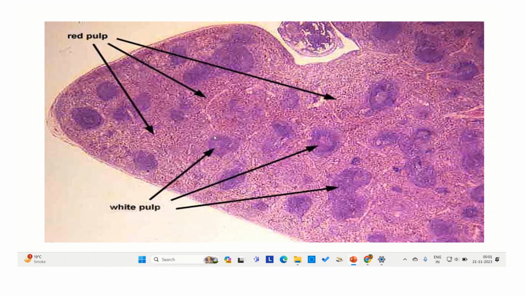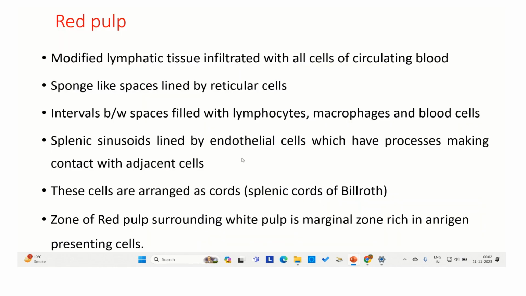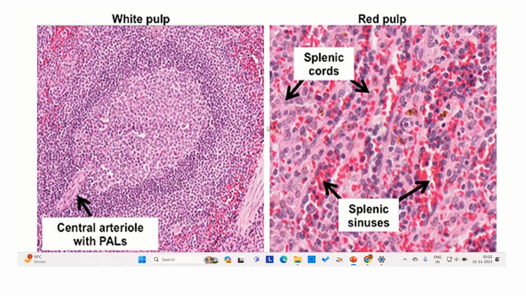So this is the white pulp, and this is the surrounding zone which is called the marginal zone. This is actually part of the red pulp, but it is surrounding the white pulp, and it is rich in antigen presenting cells. Now we can see clear differentiation here. This is the central arteriole with periarteriolar lymphatic sheath, and you can see an extension from this which is forming a splenic nodule with the germinal center. And here you can see the splenic cords of Billroth and the splenic sinuses with blood.